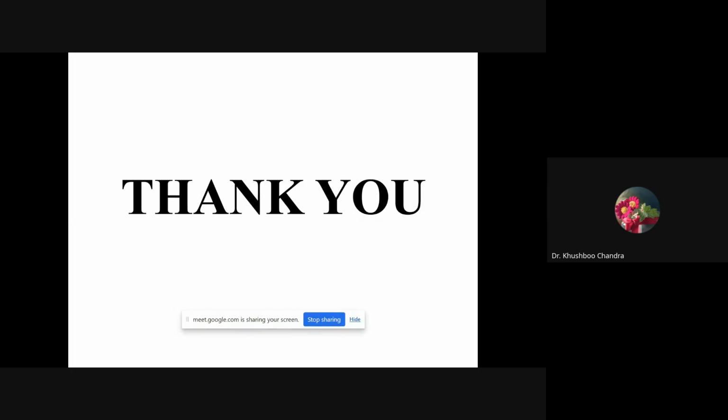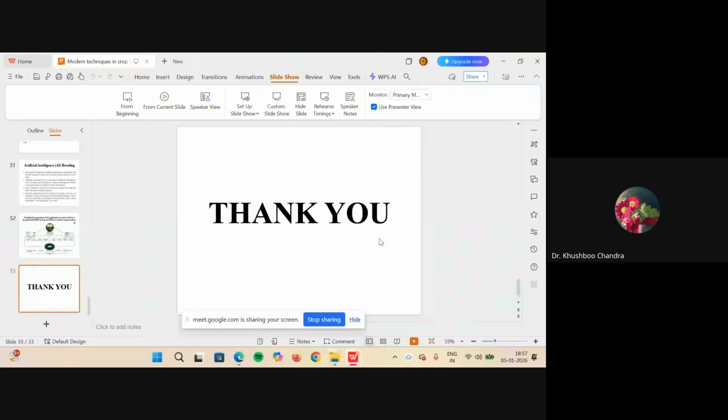So modern crop improvement, integrating conventional breeding with advanced molecular, genomic, and digital technology, will enhance efficiency, precision, and sustainability. By adopting these techniques, we can develop resilient, high-yielding crops to meet future agricultural challenges. So, thank you.